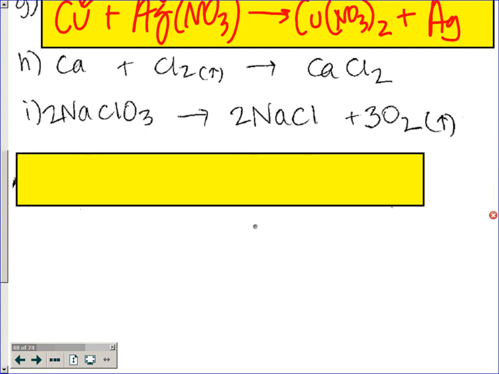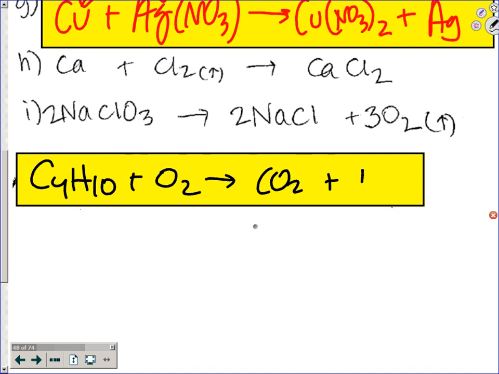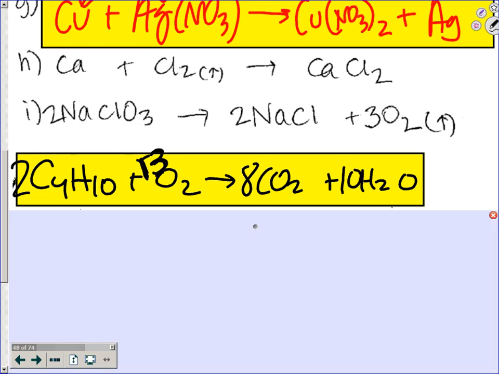Oh, dang it. What was J? Was this the pent? Butane. Thank you. So what's butane? C4H10 plus oxygen makes, always hydrocarbons combust to make what? Carbon dioxide and water. And what's our end game here? 4 and 5. No, that's going to be odd. So we get a 2. That's 13, right? That's an 8 and that's a 10. Thank you. Because there's 8. 8 times 2 is 16, plus 10 is 26, 13 times 2 is 26.